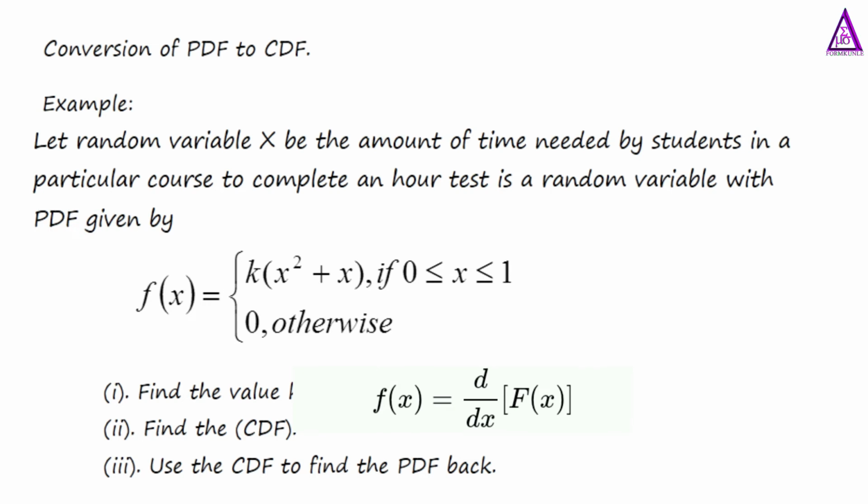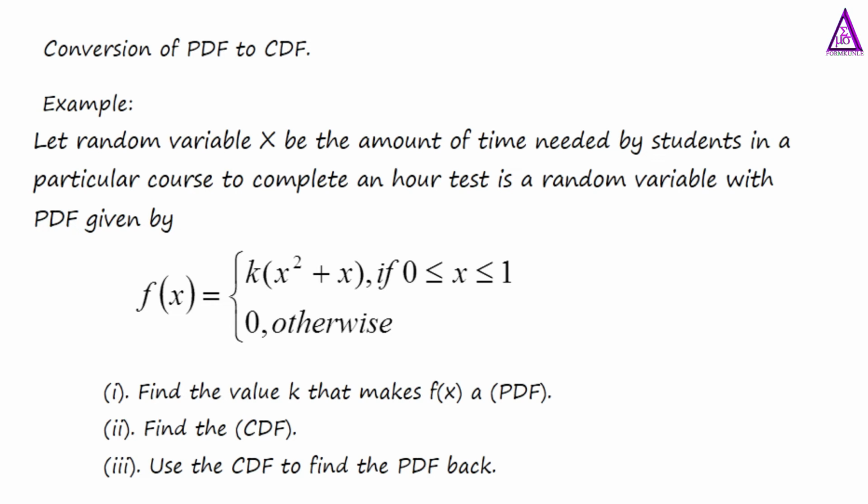Example: let random variable X be the amount of time needed by students in a particular course to complete an hour test, a random variable with PDF given by f(x) equals k times (x squared plus x) if 0 ≤ x ≤ 1, and 0 otherwise.